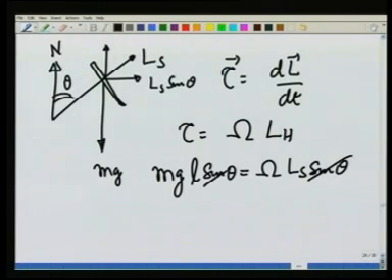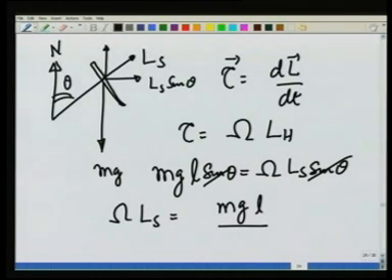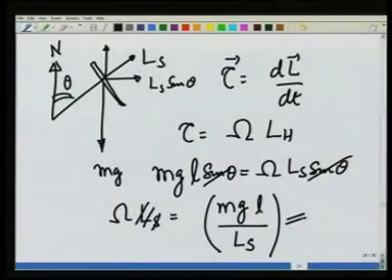Sine theta cancels, and therefore mgl equals omega L spin, and therefore omega equals mgl divided by L spin, and that's your answer. No matter what angle it is at, the precession frequency is the same. If very high spin rate is there, omega is going to be very small, and therefore I ignored any effects due to capital omega, which is generally known as gyroscopic approximation.